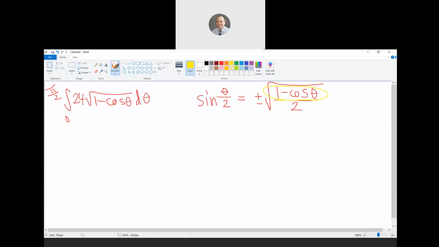What we can do, first of all, because our integral is going from 0 to pi over 2, we know that sine is positive in that quadrant. So we're only concerned with the positive part. Now, to get the square root of 1 minus cosine theta by itself, I'm going to multiply both sides, and be careful, by square root of 2, not just 2.